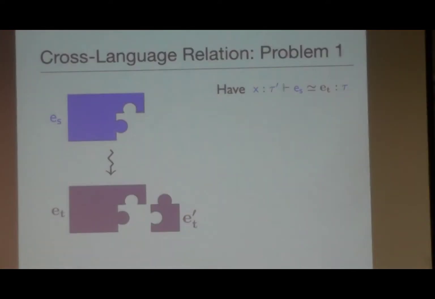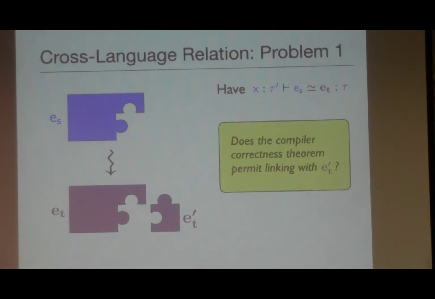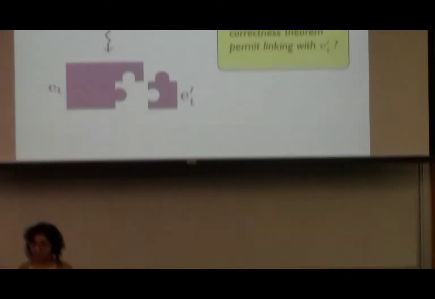Okay. How do you answer this question? Does the compiler correctness theorem permit linking with this ET prime that someone just gave you, this other target code? Now, think about this, right? This target language could be assembly. I just told you about a paper that compiled from an ML-like language in one pass to an assembly-like language. So someone has come along and just given me some assembly code and said, go link with it. How do I check whether my compiler correctness theorem, the formal statement, allows me to link with it?